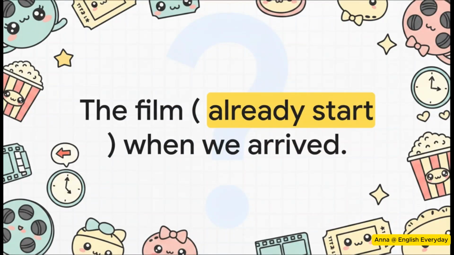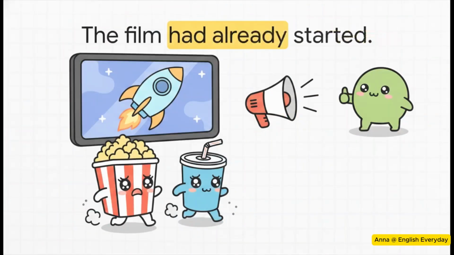Let's try another one. The film blank already start when we finally got to the cinema. Lock in your mental answer for this one. Think about the sequence and look out for that sneaky little signal word right in the middle. Let's see how this builds on what we've learned. The correct answer is had already started. The film had already started when we finally got to the cinema. That word already is a huge signal word for the past perfect. It practically shouts at you, hey, this action is already finished.